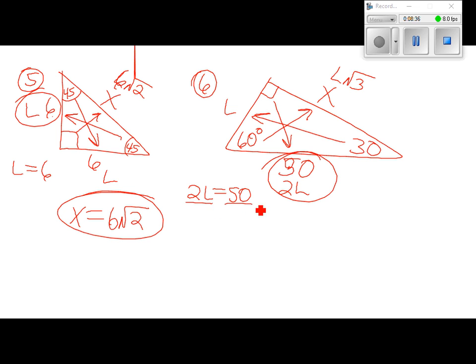Solve for L, you divide by 2. You end up with L equals 25. So anywhere you see L, you can stick in 25. Well, we were looking for this side over here, excuse me. So all we're going to do is put 25 in place of L right there. So that tells us that X has to equal 25 times the square root of 3.